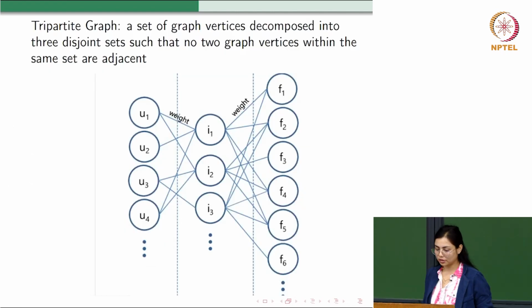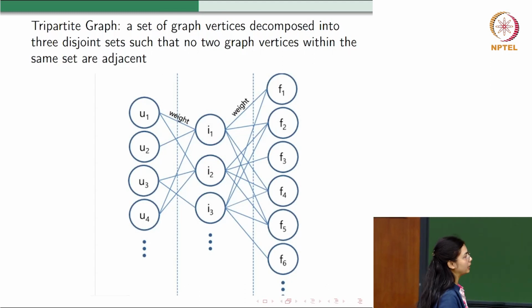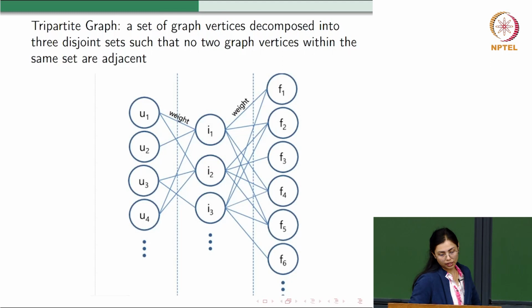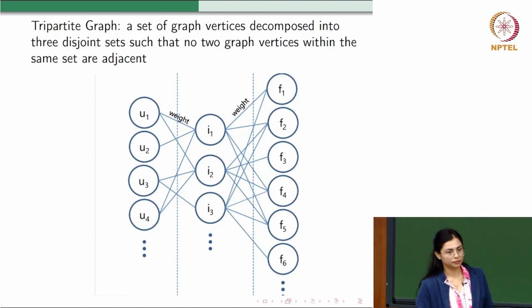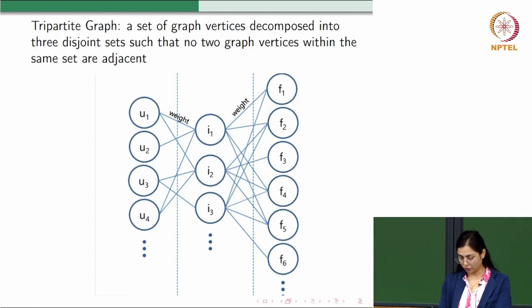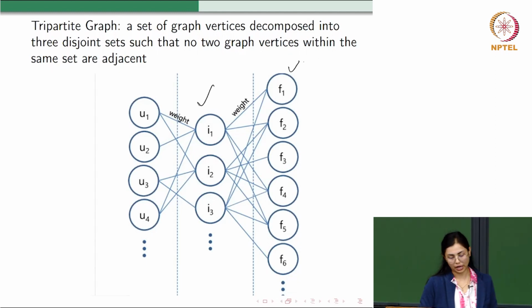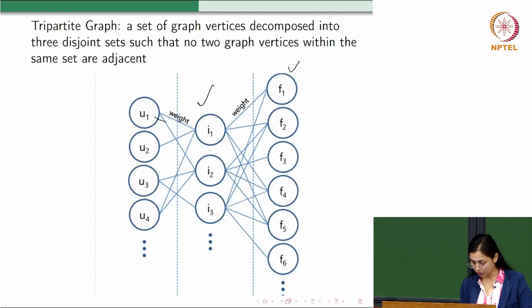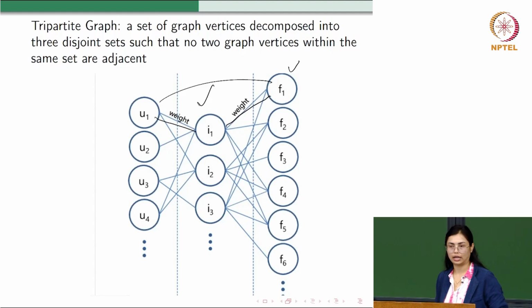So a tripartite graph similarly, we have a partition where we can divide the nodes into subsets. We can have links between the sets, but there is no link among the nodes within the same set. So we have links from U to I or I to F, like that. Okay.